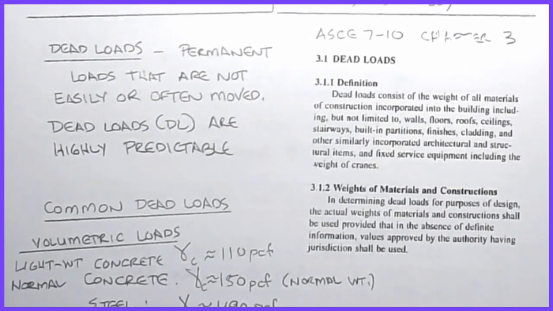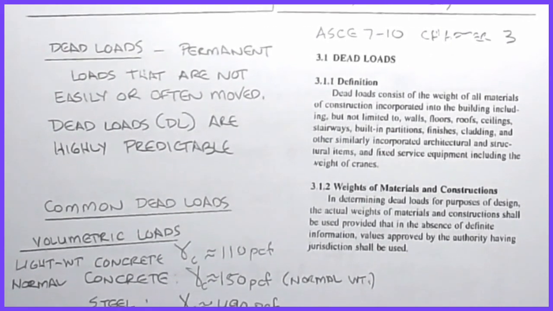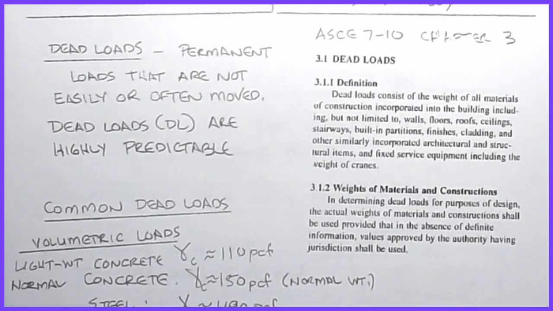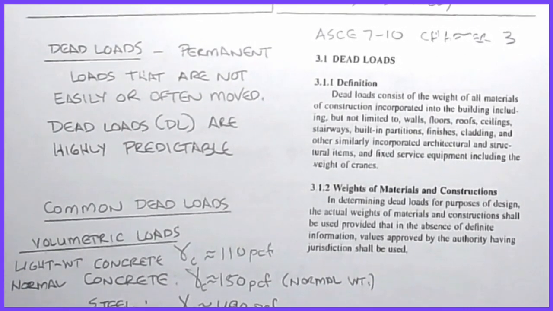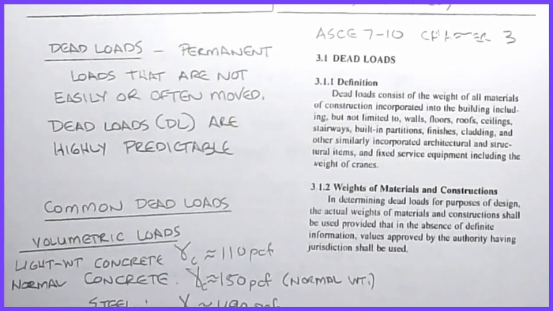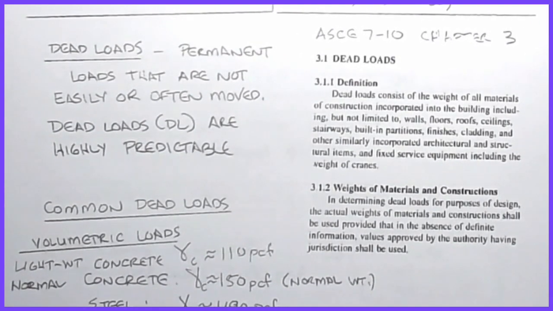Because remember, loads, for the most part, come and go. If you have occupancy of people inside a room in a building, say your classroom, during class they're in the room, and when the class is over, they get up and move out. So there's a large variability in both location and magnitude associated with those. Dead loads are considered to be loads that don't often change.